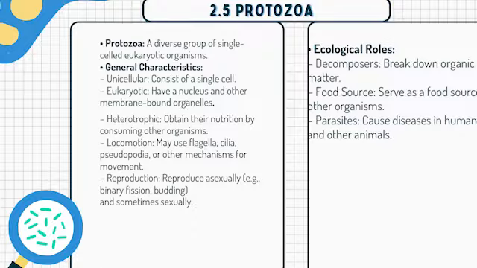Next, we have protozoa, single-celled eukaryotes that are super diverse. They move using flagella, cilia, or pseudopodia, and they are heterotrophic, meaning they feed on other organisms. Protozoa play important ecological roles as decomposers, breaking down organic matter, and as food sources for other organisms. However, some protozoa are parasites causing diseases like malaria and amoebic dysentery.